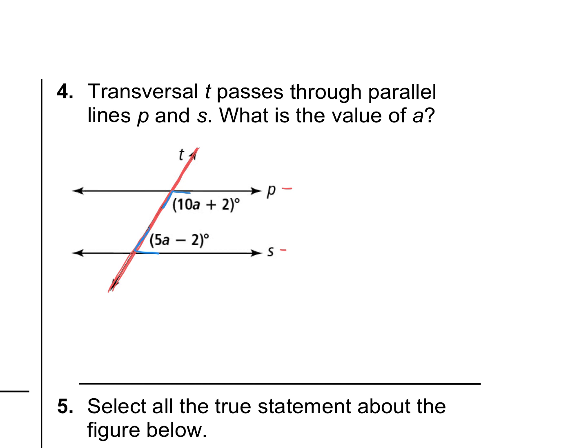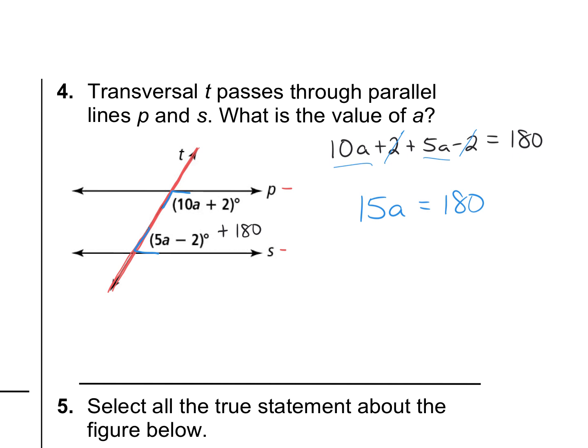So what's an equation I can write if I know these two angles add up to 180? 10a plus 2 plus 5a minus 2. Yep, we're going to add the two angles together. So I have 10a plus 2 plus 5a minus 2 equals 180. What I did there is I took my two angles and added them together to equal 180. So now we just combine like terms on the left side. What's 10a plus 5a? 15a. 2 minus 2? You agree these cancel? So we're left with 15a equals 180.